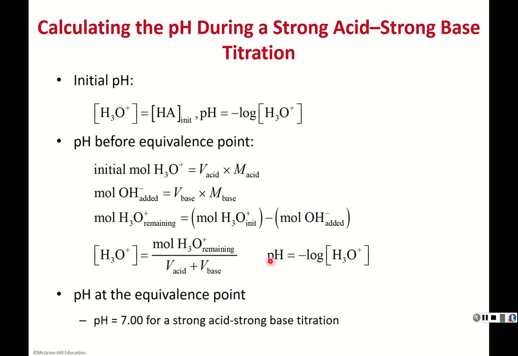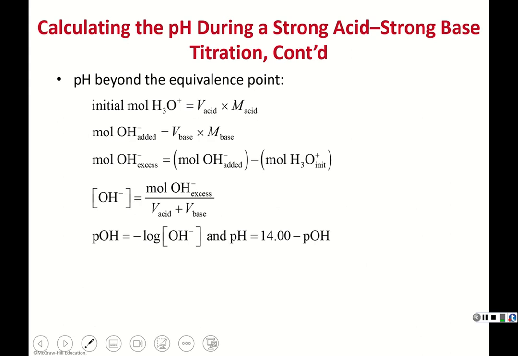And again, after calculating that concentration, you can calculate the pH at any point. The pH at the equivalence point for a strong acid, strong base titration will be 7.